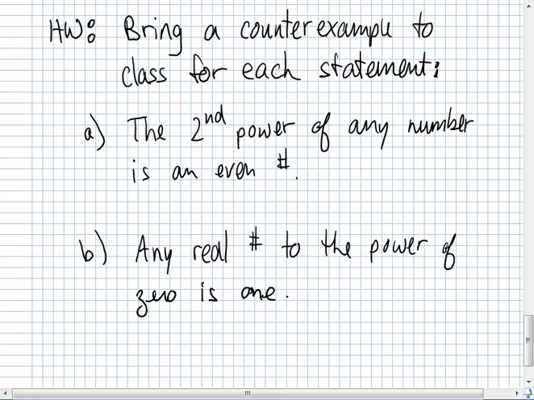There's lots of counterexamples for that one. And I can only think of one counterexample for the second one. Any real number raised to the power of 0 is equal to 1. So see if you can figure out what that one counterexample is, and maybe you can bring two and surprise me.